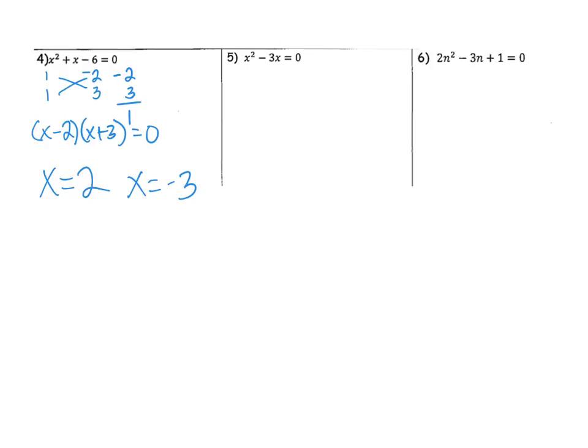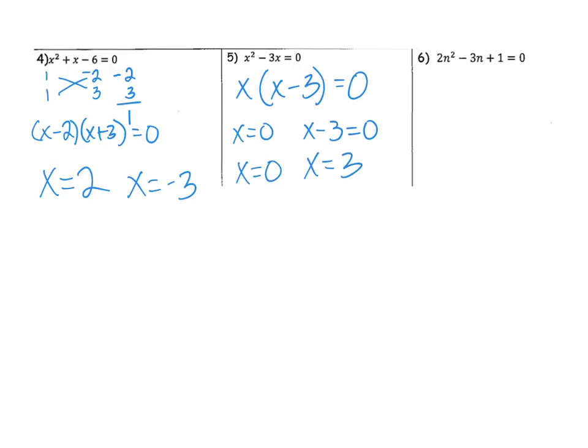Okay? Are we good? Oh, 5. What do I do first? It's not a trinomial, so is it grouping? Is it GCF? What is this? Oh, there's something in common? What do they both have? X. Factor it out. Now, set them both equal to 0. And you're done.